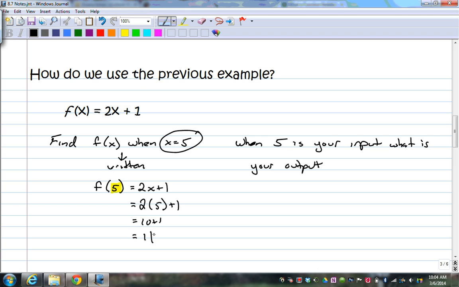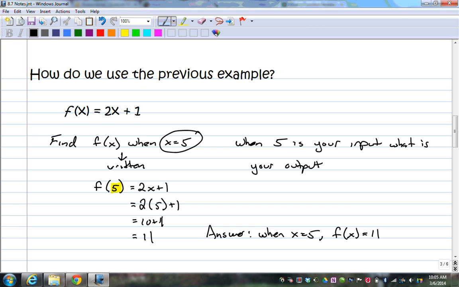And this is equal to 11. So in other words, your answer would be when x equals 5, f of x is equal to 11. Okay? One way you can think about this is, all right, x is 5, y is 11. Okay? That's one way you could think of it.